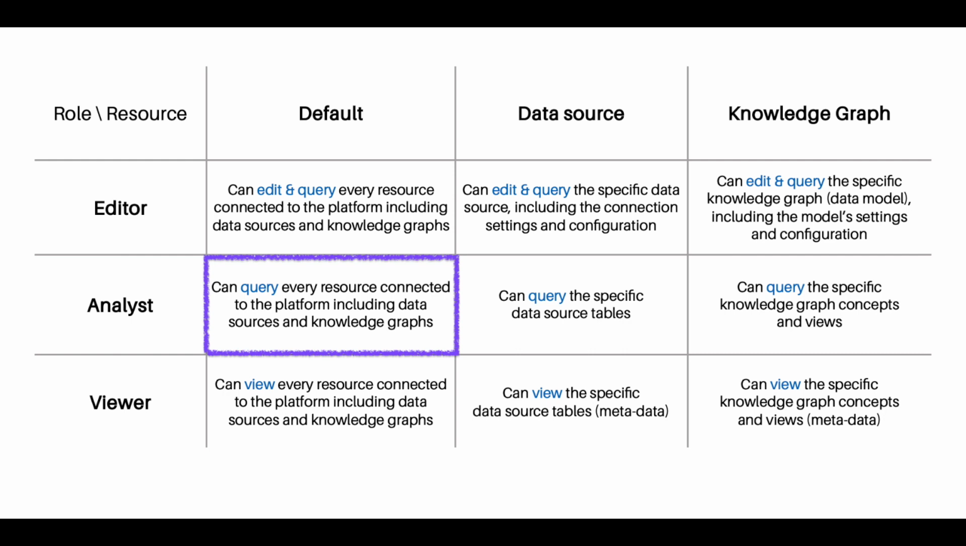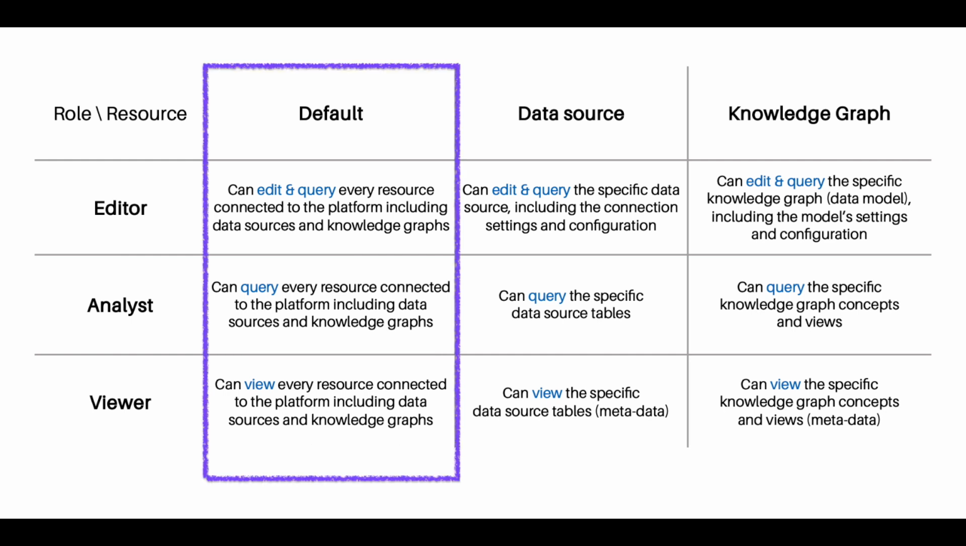Finally, the last role is the Viewer role, which gives access only to the metadata of all the knowledge graphs in the platform. The viewer can explore the knowledge graph models and see the properties and relationships of each concept, but he cannot edit or query anything, and he doesn't have any access to the data. It's important to mention that these roles, as default roles, enable the access level across all the resources in the platform. In a few seconds, we will see how to assign the same roles, but for specific data sources or knowledge graphs instead of all resources.